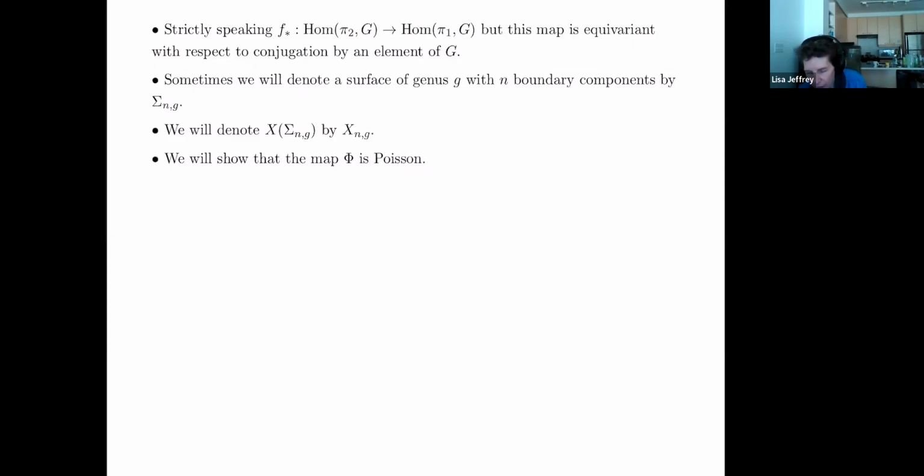So I'll denote a surface of genus g with n boundary components as sigma sub n,g. And sometimes I write the character variety as X sub n,g. And our objective is to show that the map phi is a Poisson map.